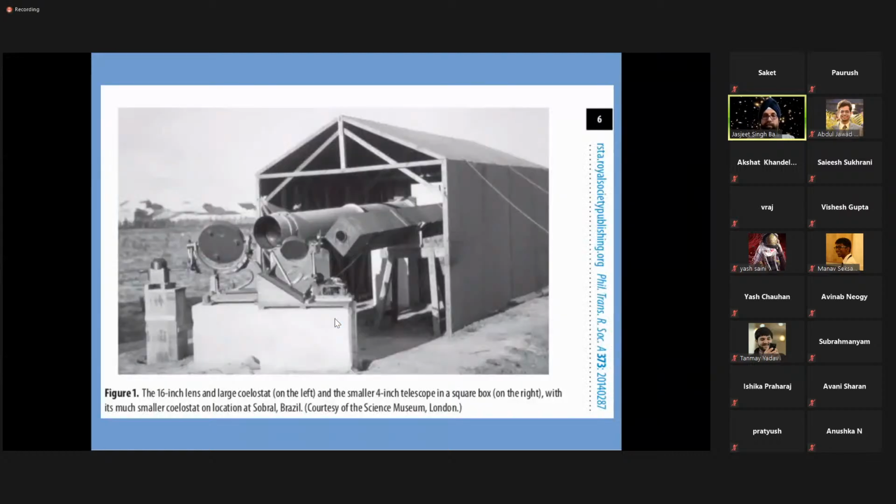So there are two telescopes here. This is a picture from Sobral. The telescopes were fixed horizontally, and moving mirrors were fixed in front of them. This is called a coelostat. And an arrangement of falling weights was made so that the sun could be tracked for a period of 20 minutes non-stop. The bigger telescope suffered from a sudden change in focal length due to the change in temperature.